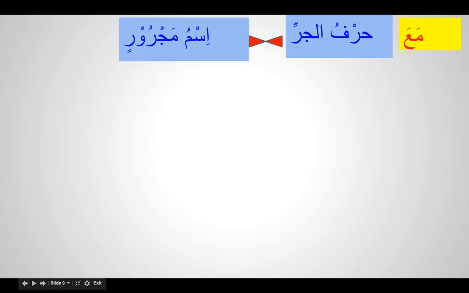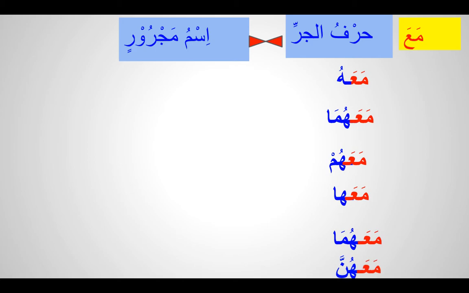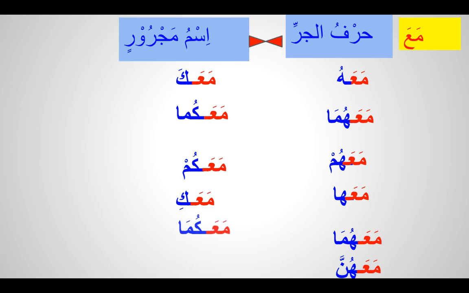So we have ma as a harf jar, and the noun which comes as an attached pronoun is an ism majroor. So it's ma'ahu, ma'ahuma, ma'ahum, ma'aha, ma'ahuma, ma'ahunna, ma'aka, ma'akuma, ma'akum, ma'aki, ma'akuma, ma'akunna, ma'i, ma'ana. There's a kasra here, because when there is a ya, then it becomes kasra, ma'i.